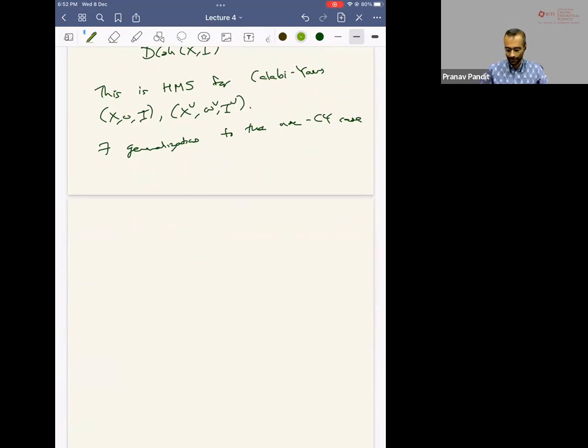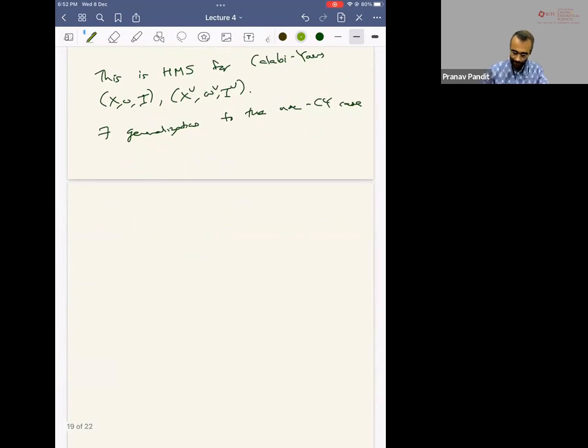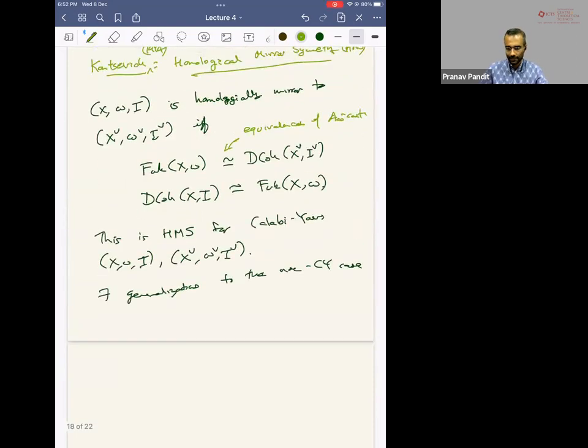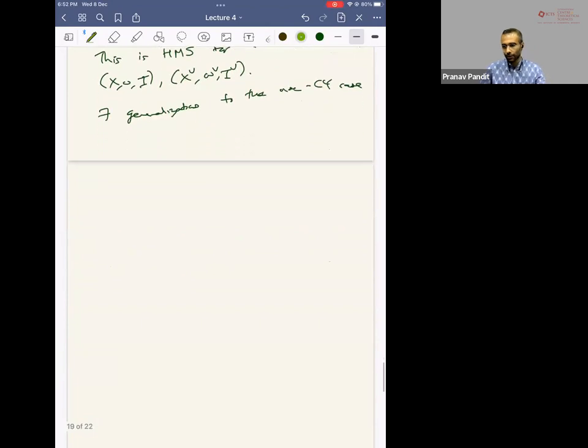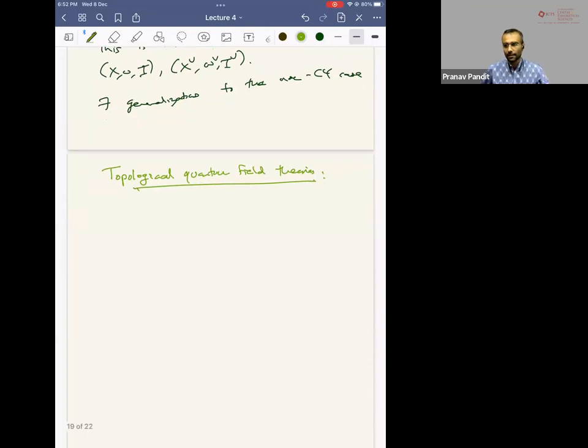Yes, thanks. Okay, so maybe just really quickly in the last 10 minutes, let me explain where this comes out of. This comes out of physics, and also a very deep piece of mathematics that really uses the power of higher category theory. Okay, so I want to talk about topological quantum field theories.